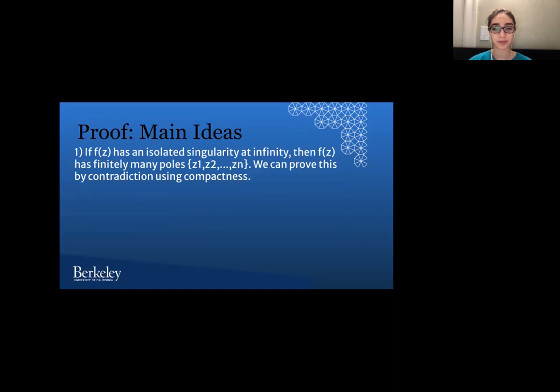So the proof of the theorem is quite technical and long and involved. So I'm just going to talk about the main ideas that are used, and then I recommend looking at the write-up to see all of the details and technical elements of the proof. So let's get started. The first main point is that f of z has an isolated singularity at infinity, and this implies that f of z has finitely many poles. And we can prove this by contradiction and using compactness.